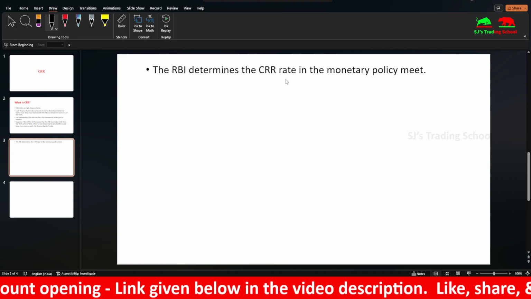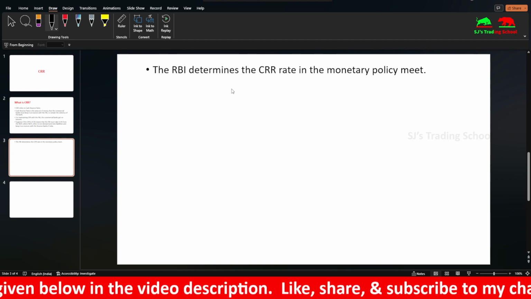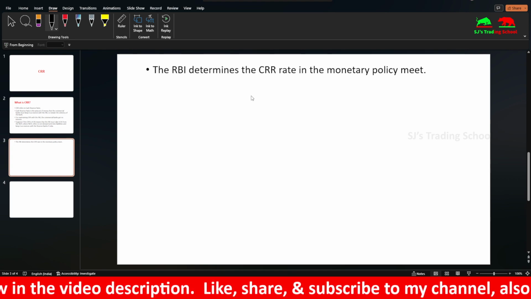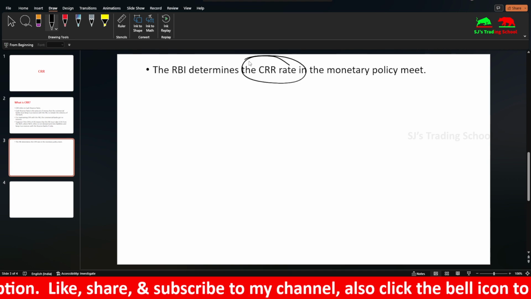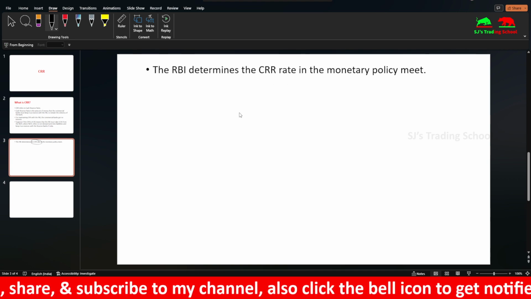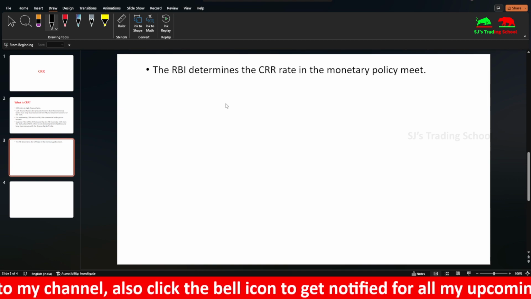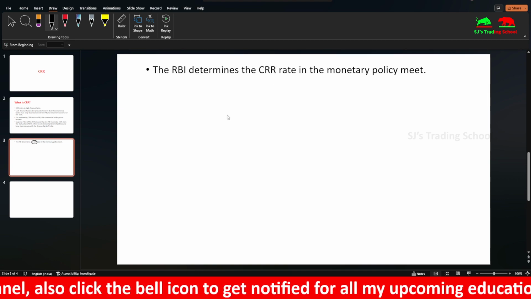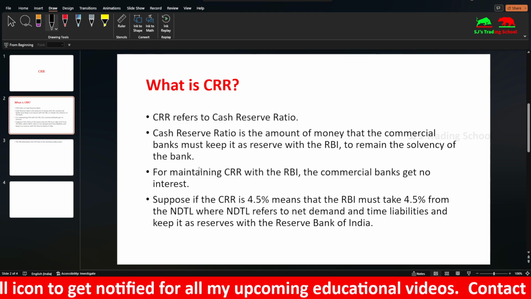So who determines the CRR rate? The RBI. The country's respective central bank determines the CRR rate in the monetary policy. In other countries also this cash reserve ratio is there, but it might have a different name. But in India, this is known as cash reserve ratio. So let me explain what is NDTL.